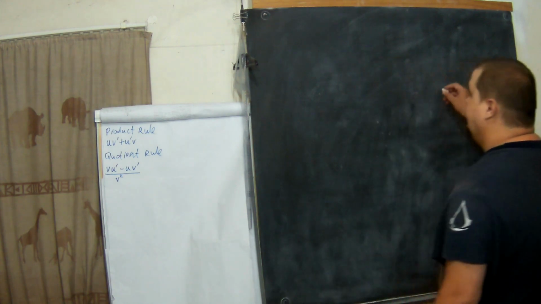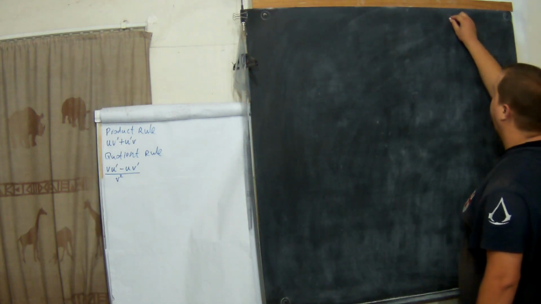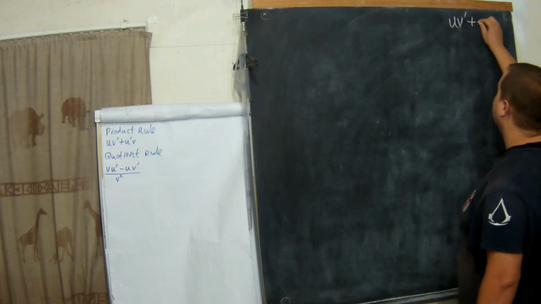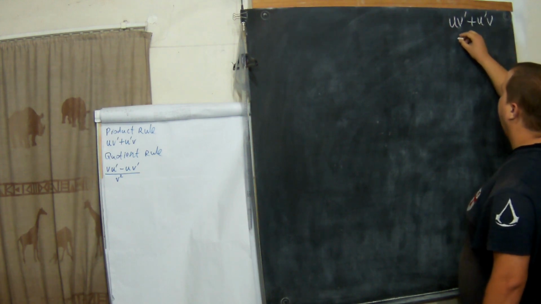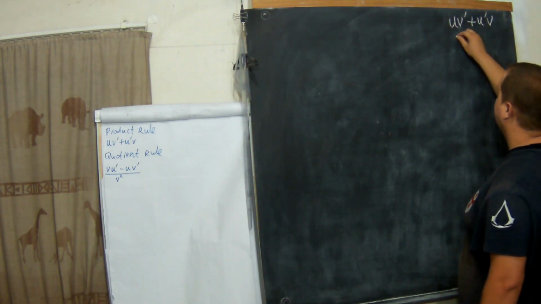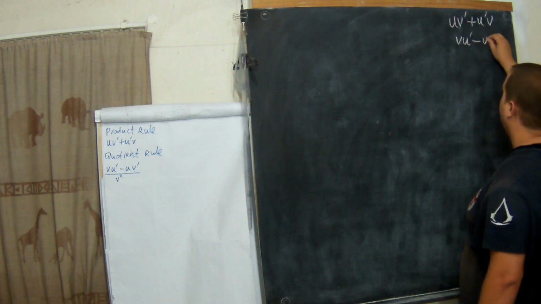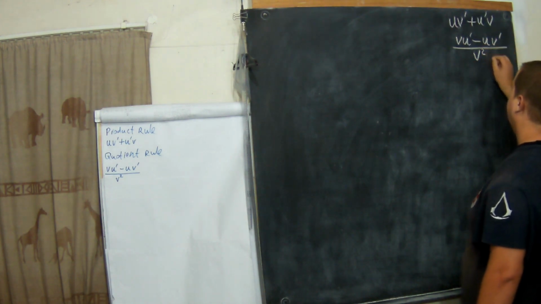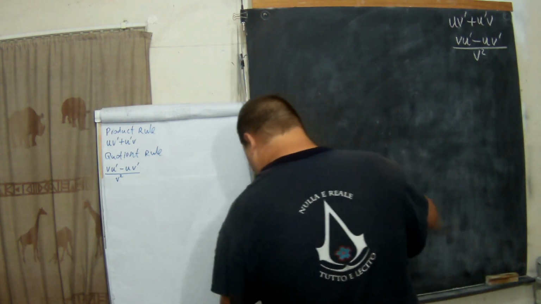Okay, first we need to write out our product and quotient rule. Our product rule is UV prime plus U prime V. And our quotient rule is V U prime minus U V prime, all over V squared. Let's get back into our first sum.